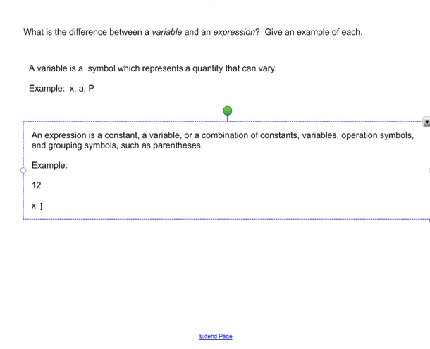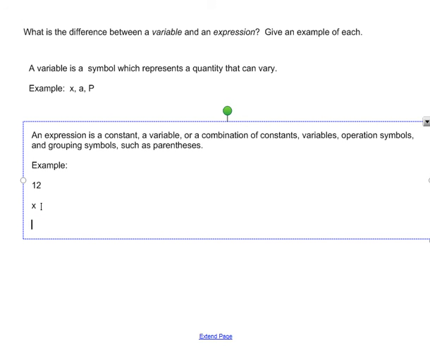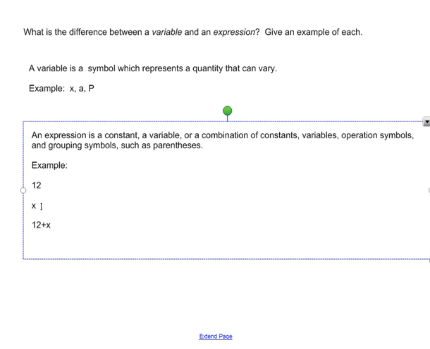But this is where we start getting a little bit more interesting, when we start thinking about them as a combination of constants and variables and operation symbols. So if we think of 12 plus x, that would be an example of a combination. We've got a constant, we've got a variable, and we've got an operation sign going on. We could also think of something like 5 plus, and let's throw in a parenthesis, because they tell us it can have parentheses in it, (y minus 3), something like that. So those would be examples of expressions.